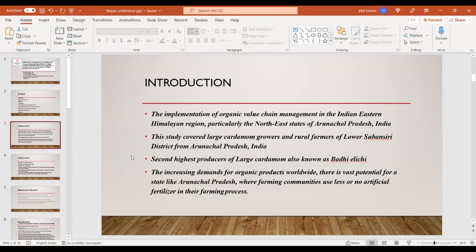With this study, our focus was the organizer, the producer, and the missing links. We will try to bring out all the problems and obstacles that these farmers are facing in the Northeast region.